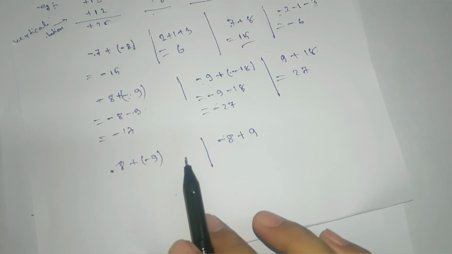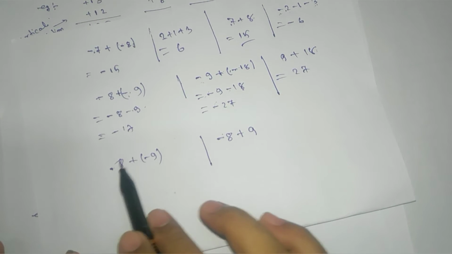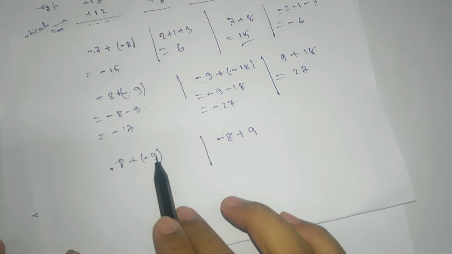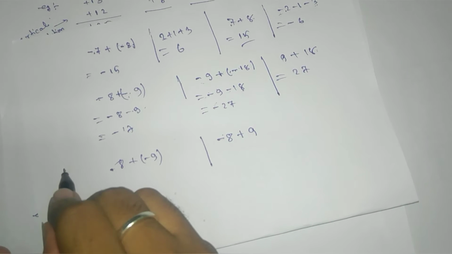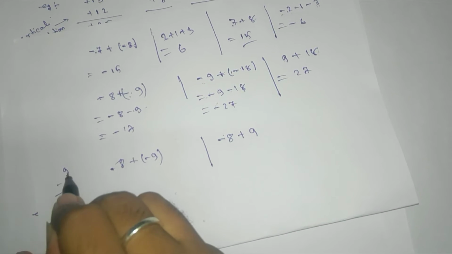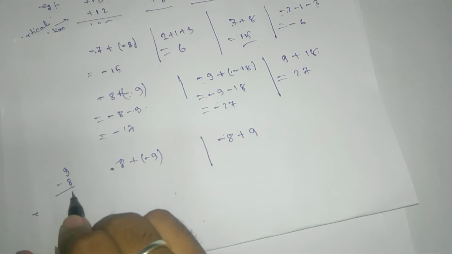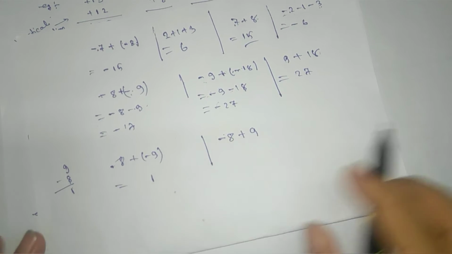That means what you have to do first is look at the two numbers. If both have different symbols, then you subtract, from bigger to smaller. From 9, if we take out 8, we get 1. So we put 1 here. After that, what are they saying?